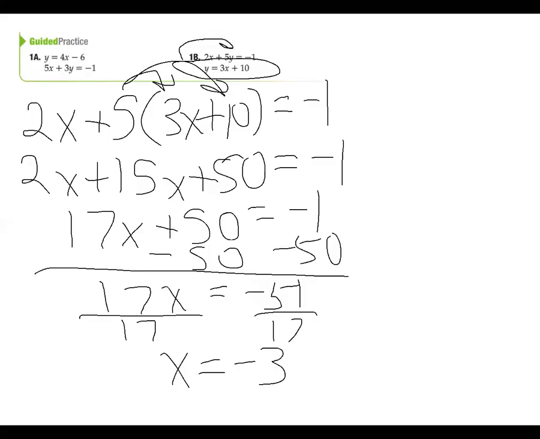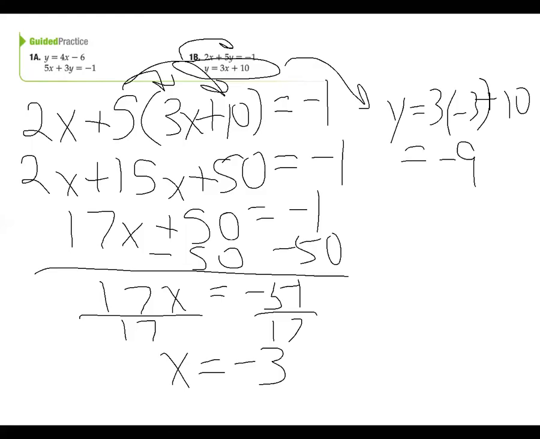Okay, so now that I know x and the second equation is solved for y, I can plug negative 3 in for x and solve for y. So you have y equals 3 times negative 3 plus 10. You have negative 9 plus 10, which is 1. So the ordered pair is negative 3 comma 1.